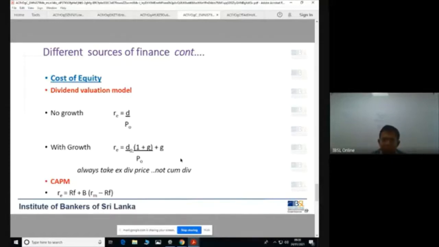D means dividend, P means price. Dividend per share divided by price per share. Then you have the required rate of return, the cost of equity equivalent. Then if it is growth, what does the formula get? An additional one, growth. Straightforward, only something to remember. That's easy. Only a G plus G comes with growth. Right? Same thing.